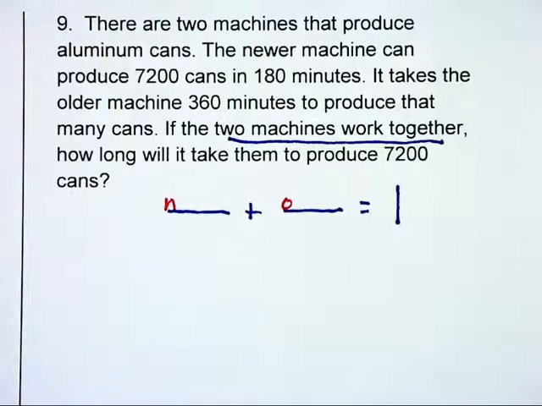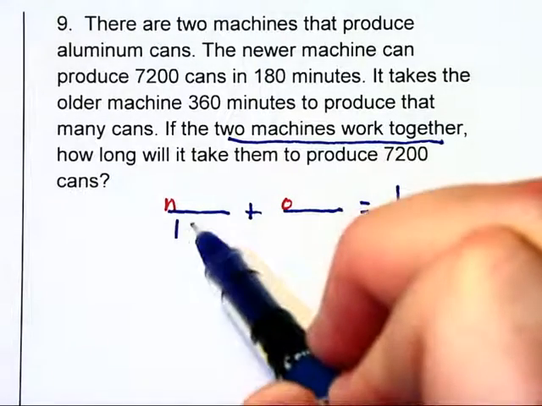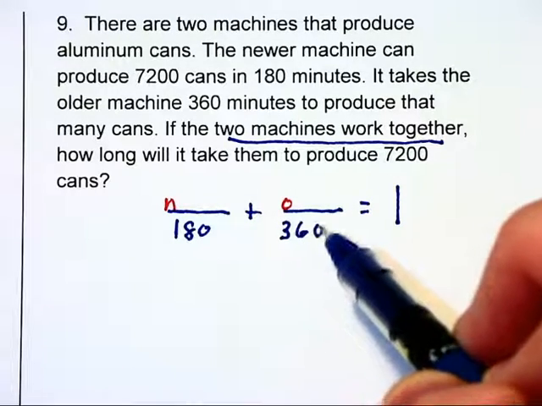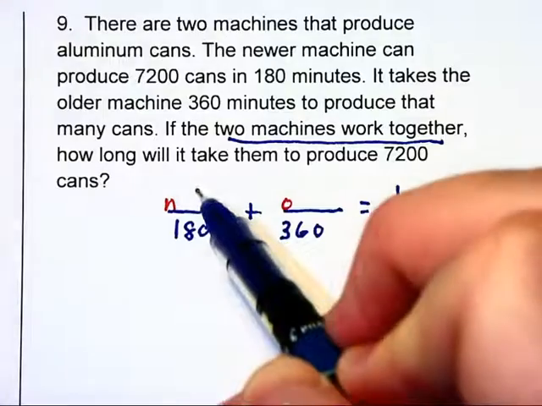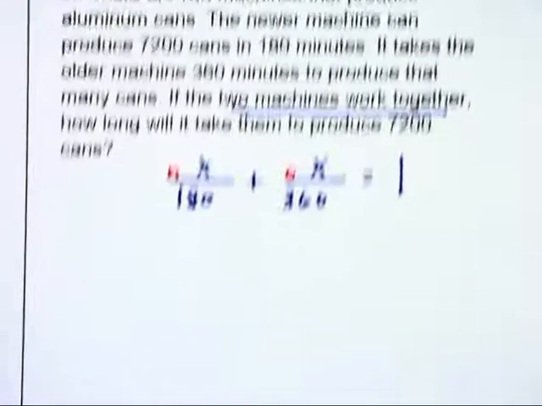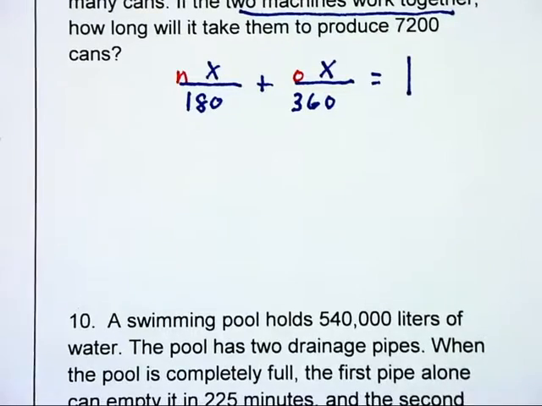The new machine can do the job in 180 minutes. The old machine takes 360 minutes to complete the job. How long will it take them working together? Notice how 7,200 was only a distractor in this problem to confuse you.